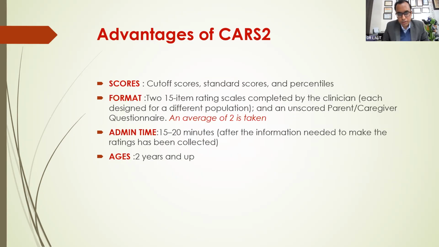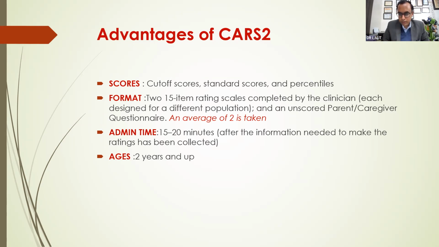Now, what are the other advantages? The cutoff scores, the standard scores, and the percentiles. When you are giving the rating of CARS, standard scores are also given, that means standard deviation can also be calculated. Percentiles can also be calculated. There is another thing known as T scores, we'll be discussing in our coming slides. And there are cutoff scores to categorize autism as mild, moderate, severe. The format basically contains 15 item rating scales, which I have told you, and the scoring is done on a scale of 1 to 4.